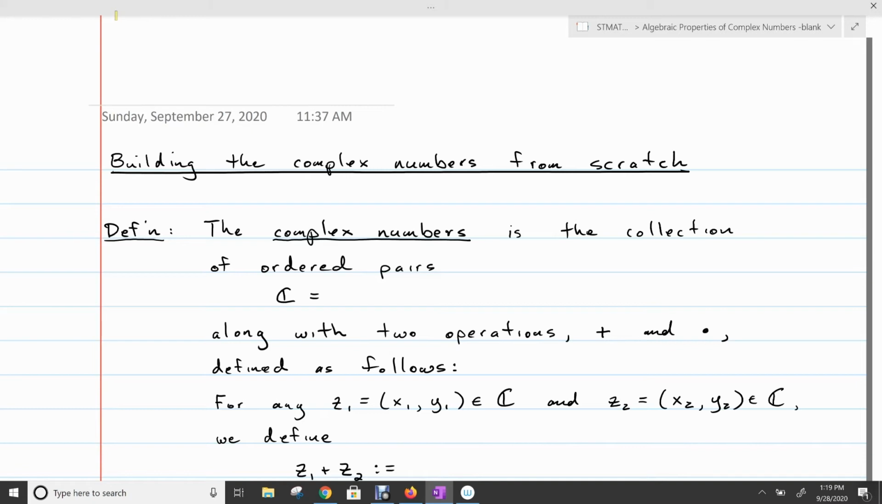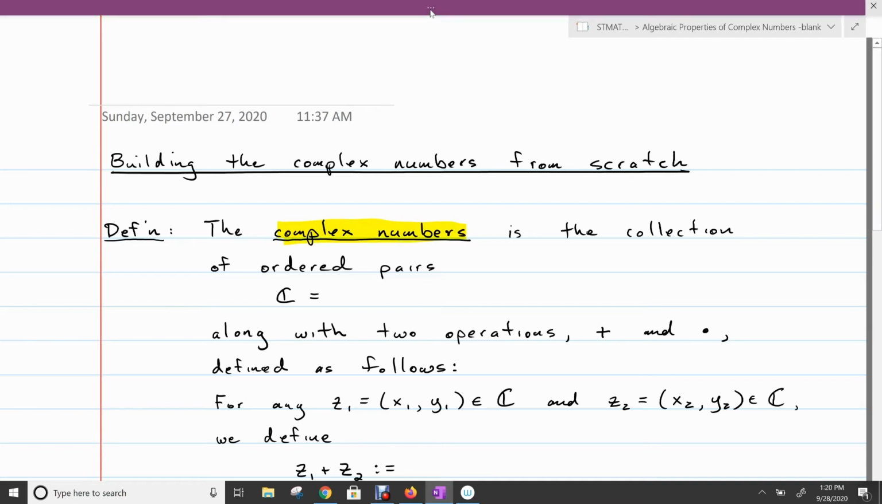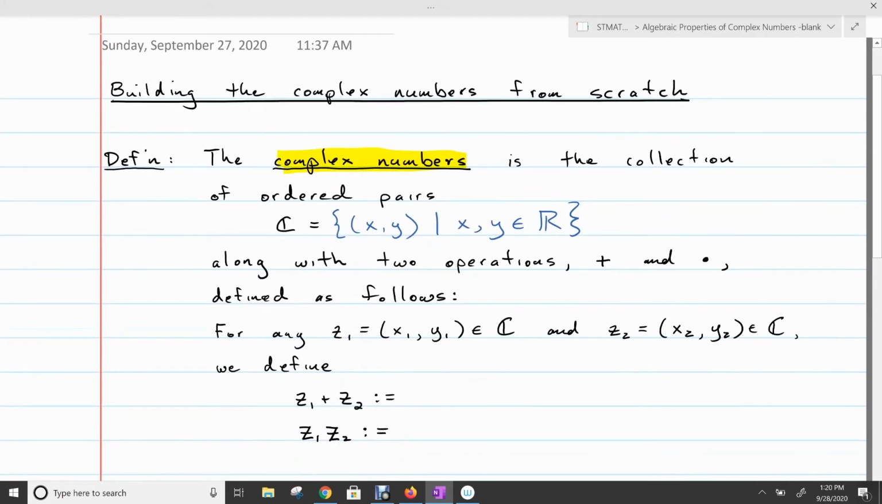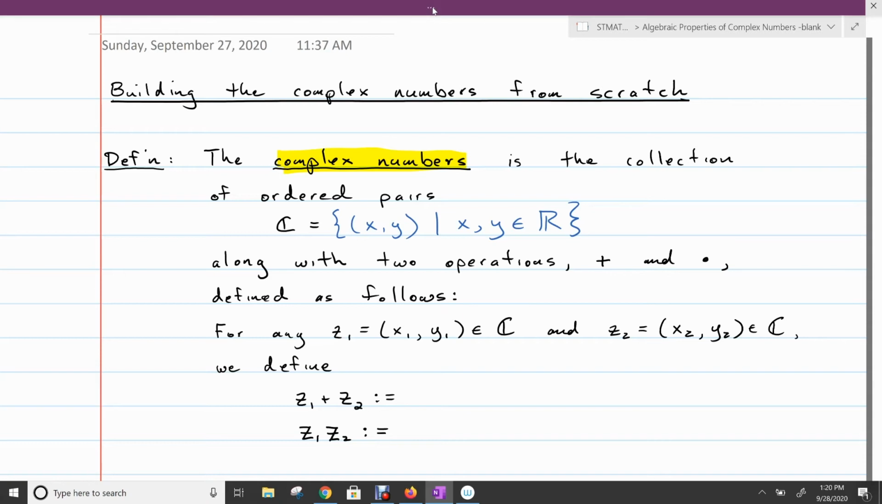Seems too mysterious. As a set of points, we're going to define the complex numbers to just be a collection of ordered pairs where both of the components are real numbers. So formally, the complex numbers as a set of points is just R2, the real plane. What's going to make the complex numbers different from the regular real plane is the two operations that we will define on this set of points.